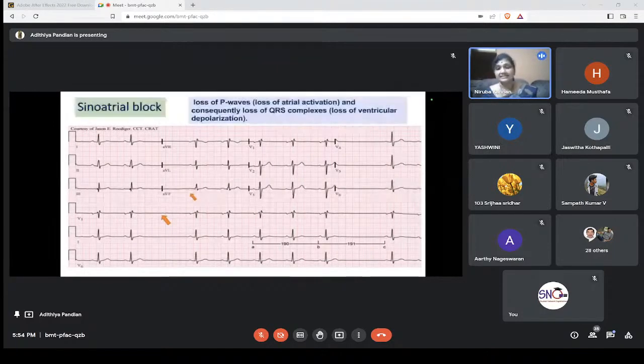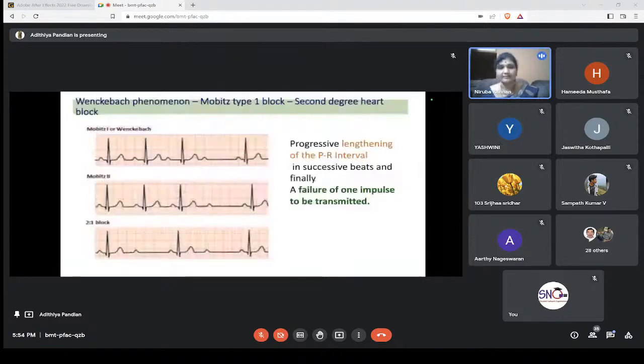Okay, this is an SA node block, where there is a loss of P wave. Do you know the physiology behind SA block? When the SA node is blocked, what do you get? You don't get a P wave at all when the SA node is blocked.